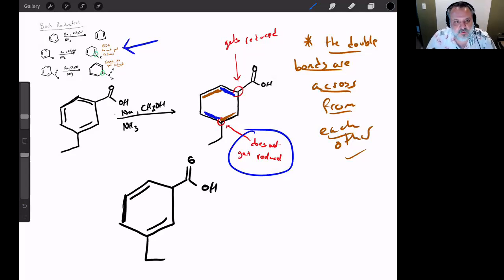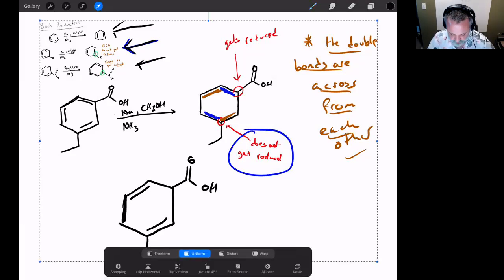So that's it with Birch reduction. It's quite simply take an aromatic ring and reduce one of the double bonds. You end up with double bonds directly across from each other. Different things happen about those double bonds and their locations based on what type of group it is. Electron donating groups don't get reduced. Electron withdrawing groups do get reduced.